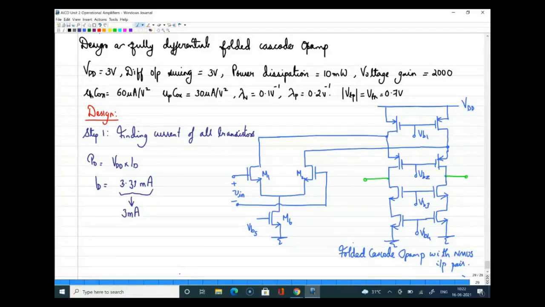Right. So 3 milliamps is the total current that I can consider for this circuit. Now, let me just number the transistors quickly. This is M1, M2, and the cascode for that is M3 and M4. Then you have the load cascode M5, M6. Then this is M7, M8, and this is M9 and M10. Yeah, so this is not M6, I'll take it as M0. Right. So these are the transistors that we are numbering.